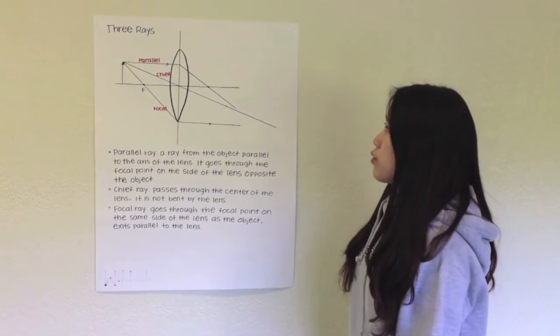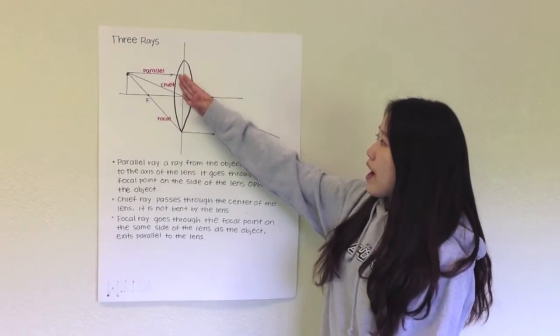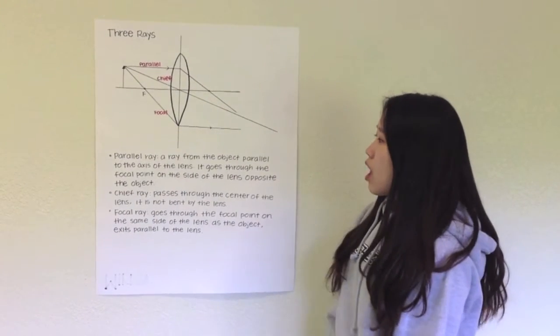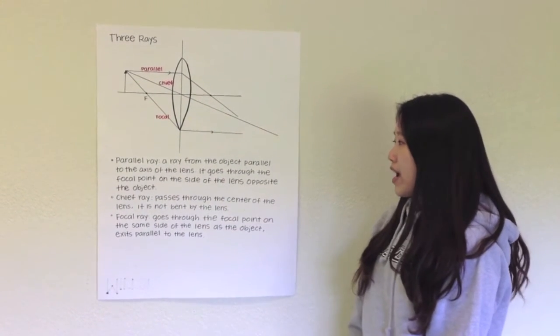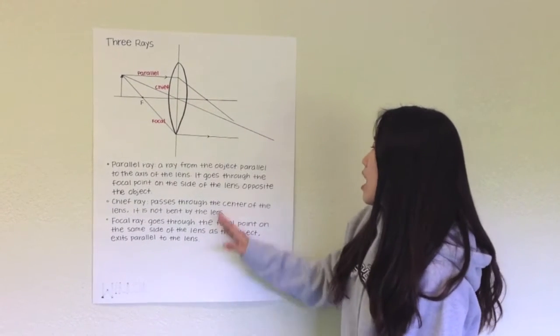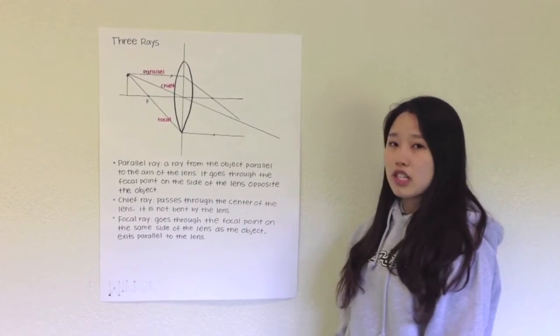Next, there are three rays when you're drawing the ray diagram. First, this is the parallel ray, then this is the chief ray, and then this is the focal ray. The parallel ray is a ray from the object parallel to the axis of the lens. It goes through the focal point on the side of the lens opposite the object.